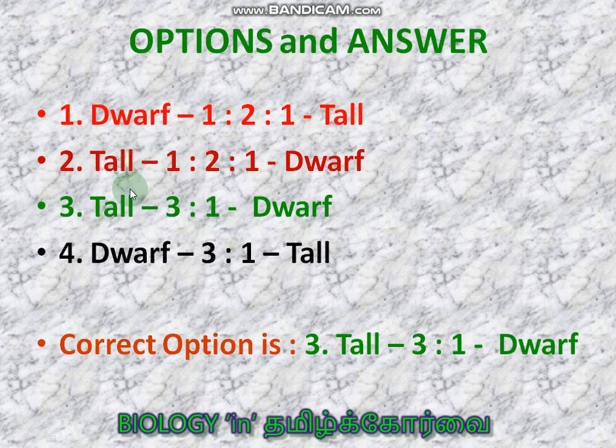Now four options are given, in which the correct option is: first question answer tall, second question answer 3:1, third question answer dwarf. The same three answers are given in a different sequence in other options, such as dwarf, 3:1, tall. So they are asking you to select the option. This is a very important part of this question. NEET students and higher secondary students, please observe. It is very important because the same answers appear, but only in one option are they in the correct sequence. So this is the correct option.